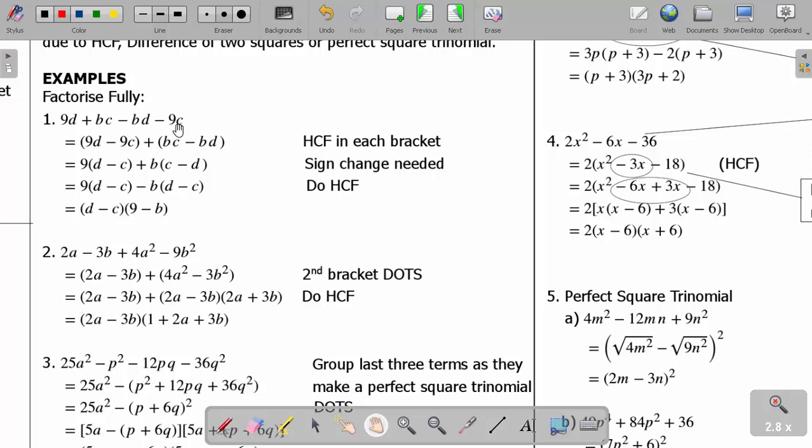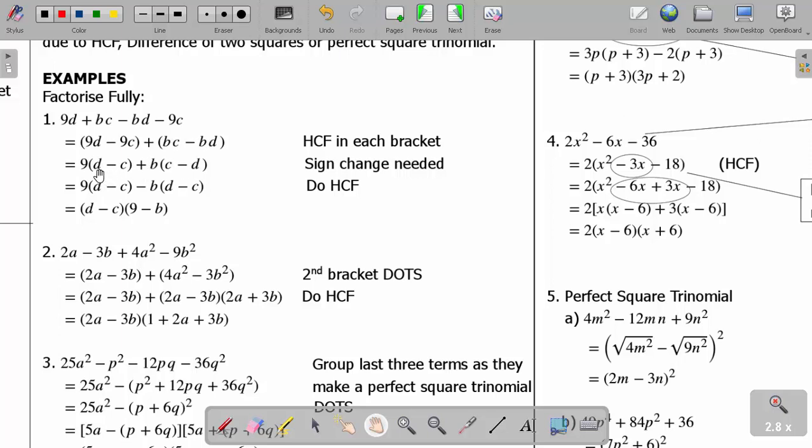If you check here, I have 9D plus BC minus BD, then minus 9C. This is 9D, this is 9C, and the common factor is 9. For BC and BD, the common factor is B. So I can group 9D with 9C together, and then I have plus BC, then minus BD. Now if I take out a common factor, it's going to be 9 into D minus C. What about here? I take out a B, it's going to be B into C minus D.